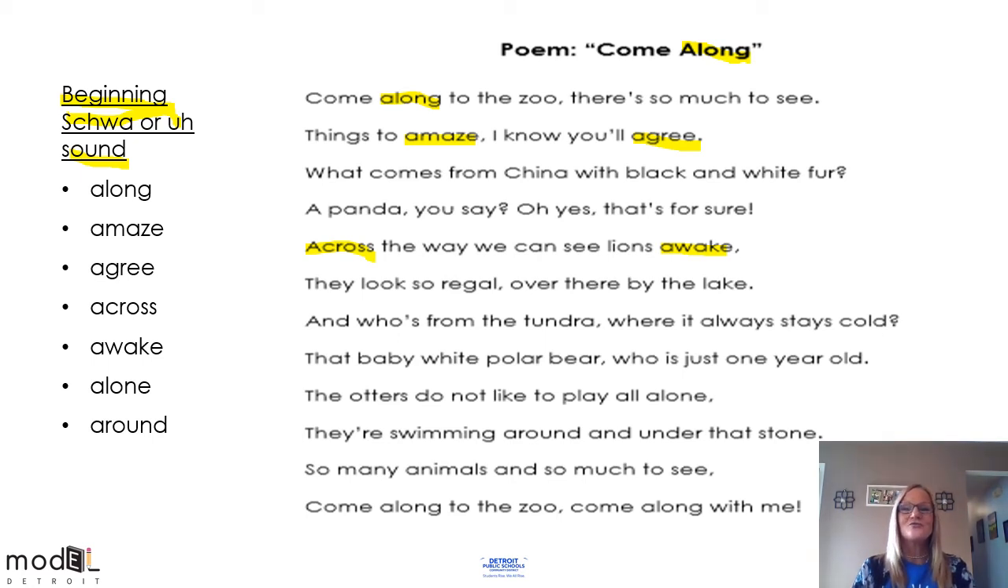And who's from the tundra, where it always stays cold? That baby white polar bear, who was just 1 year old. The otters do not like to play all alone. What? You say I forgot one? Always? Okay, I need to go back and highlight always. Good job, class, for noticing. They're swimming around and under that stone. So many animals and so much to see. Come along to the zoo. Come along with me.